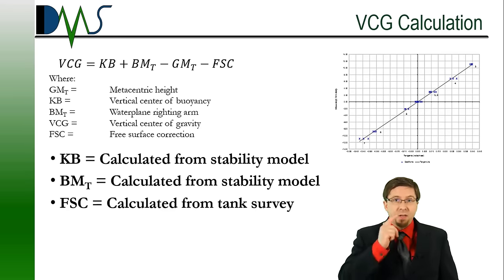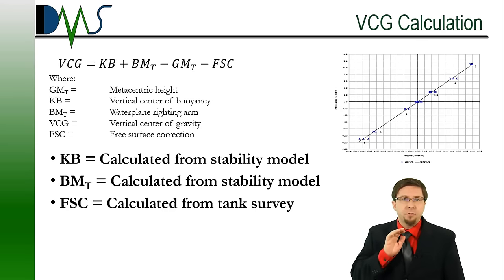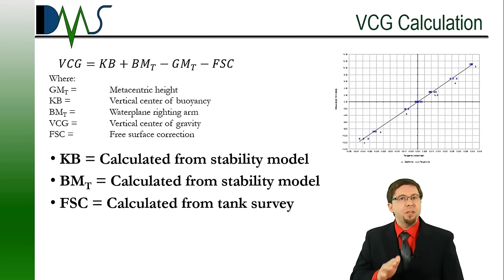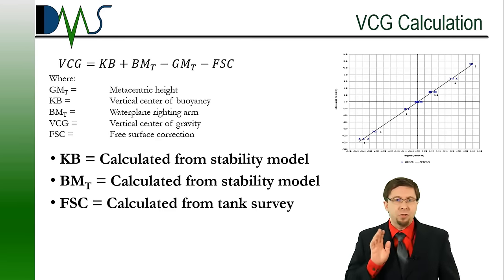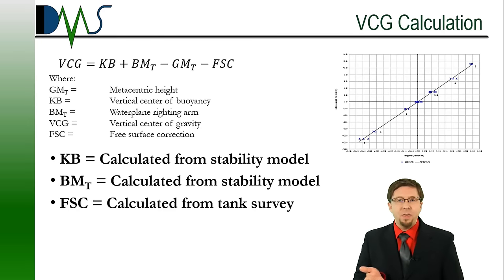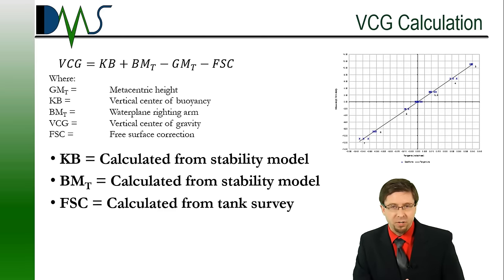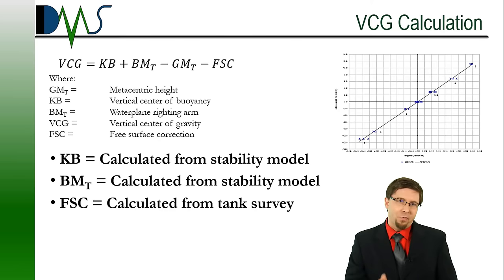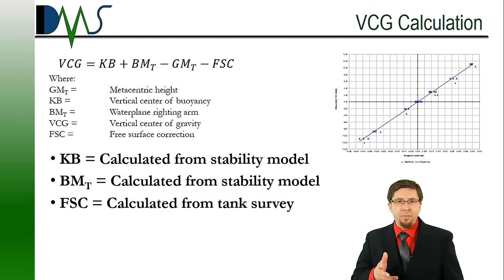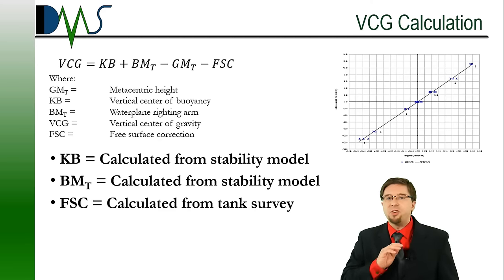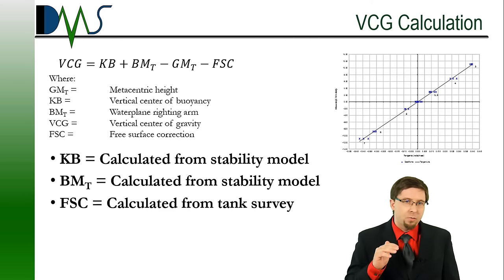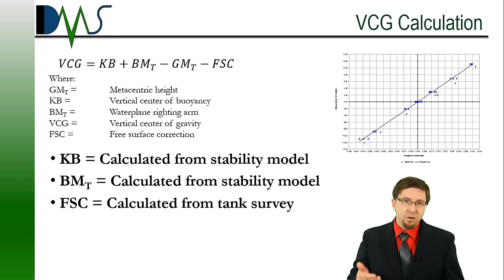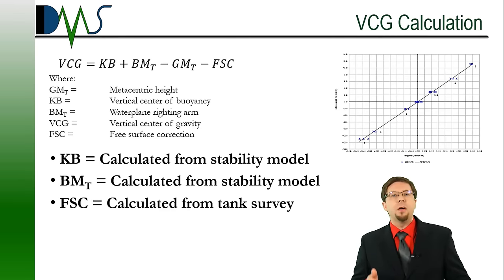We're on to step two, getting the VCG. Fortunately, there is a very simple relation between GMT and VCG. That equation is shown on your screen. VCG equals KB plus BMT minus GMT minus free surface correction, FSC. Okay, I threw a few unknown words at you there, so let's give some background information. We can determine the KB and the BMT strictly from the geometry of the hull shape and the current vessel water plane. The free surface correction, that is FSC, adjusts for any slack tanks currently in the vessel.